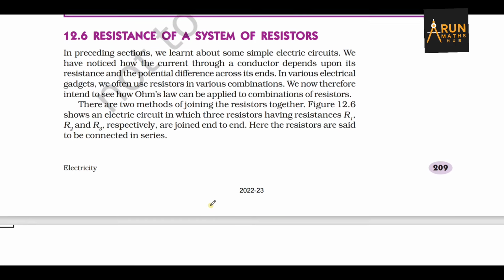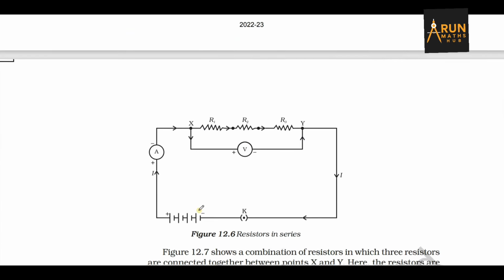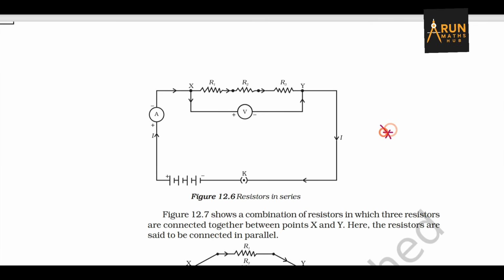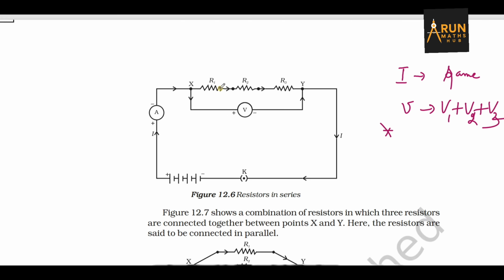Now, resistance of a system of conductors. This is also an important diagram. When the resistors are connected in series, the current will be the same. The potential difference is divided across each resistance, that is V equals V1 plus V2 plus V3. The current will be the same across all the resistors.